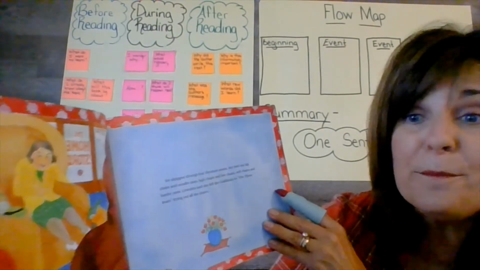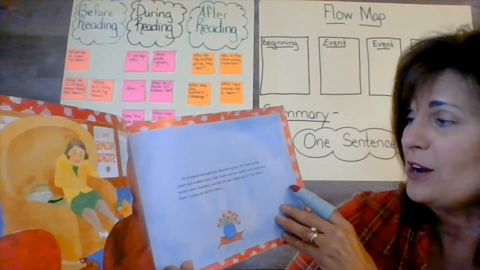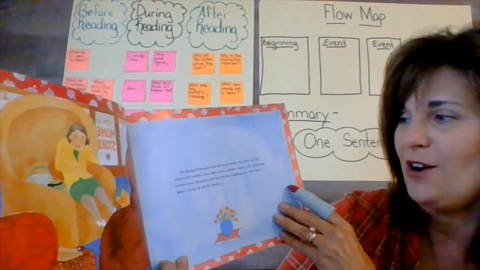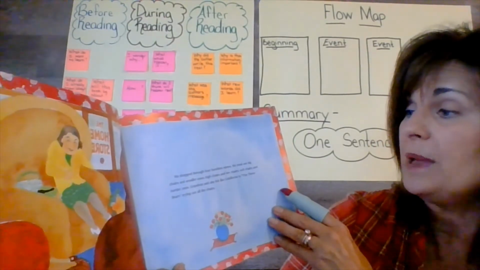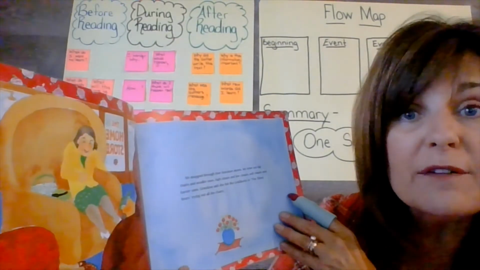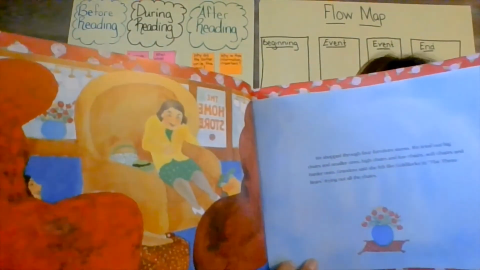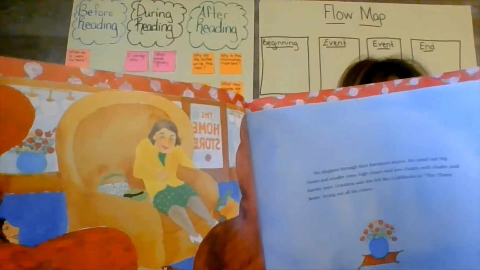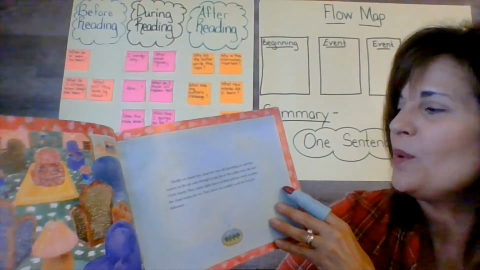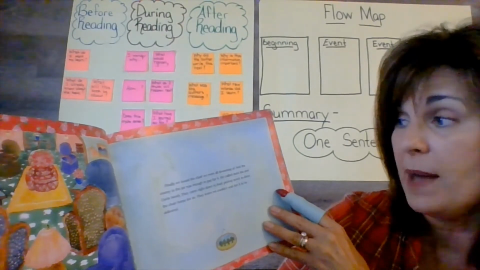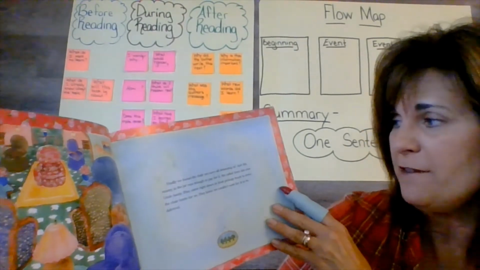We tried out big chairs and little chairs, soft chairs and hard chairs. Grandma said she felt like Goldilocks and the 3 bears trying out all of those chairs. Finally, we found the chair we were all dreaming of, and the money in the jar was enough to pay for it.